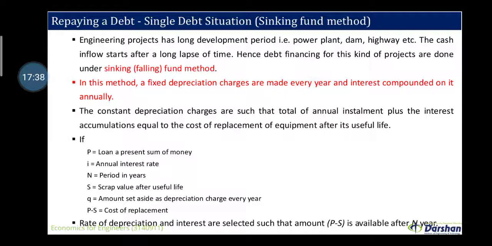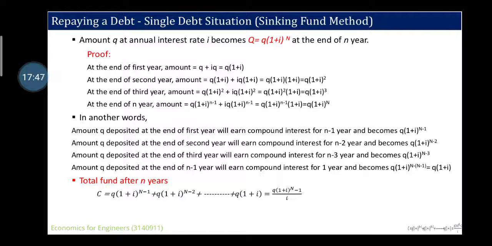So the rate of depreciation and the interest are selected such that the amount of P minus S is available for the n years. So here is an example of this: the amount of Q at the annual interest rate becomes Q is equal to small q into bracket 1 plus I to the power n. So here, at the end of the first year, you can get one proof given to you, so you can easily understand this method is similar to compound interest.